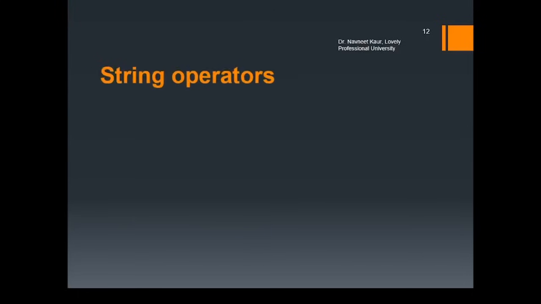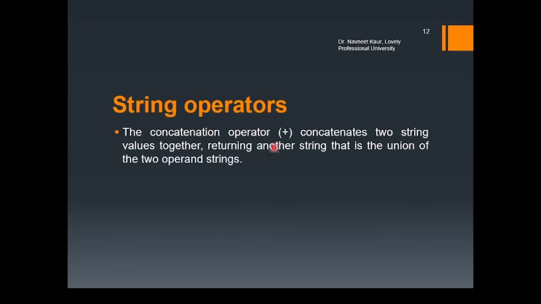Next is string operators. The concatenation operator concatenates two string values together, returning another string that is the union of the two operand strings. This is quite easy to use and we use it frequently in JavaScript. If I write console.log my, we have a sentence, we have a word, we have some characters written over here, my, and then when you use the plus sign, it will actually concatenate it as my string.